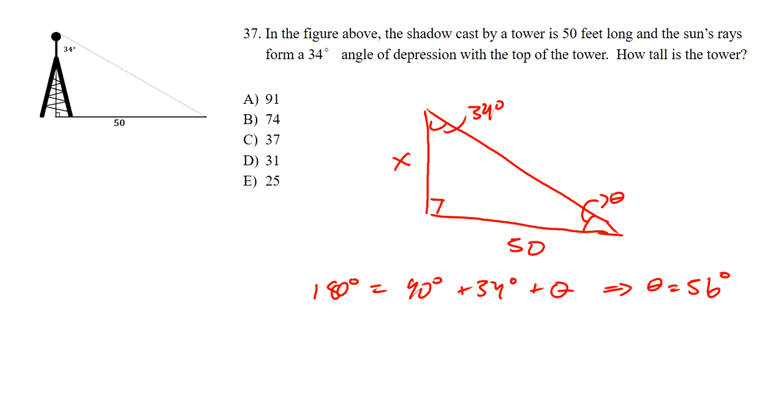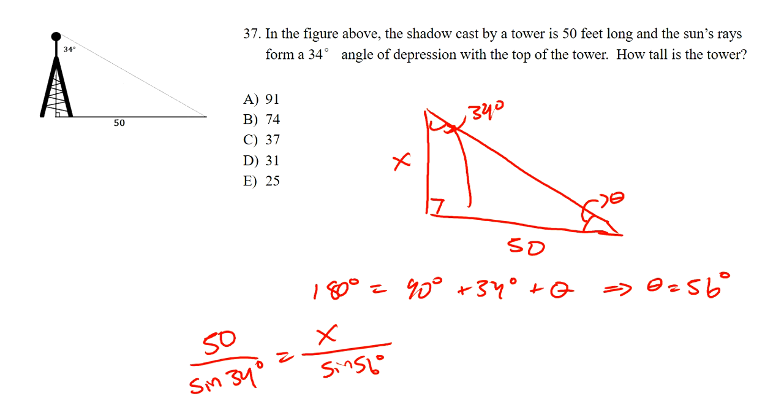Now using law of sines, we can say that 50, the length of this side, divided by sine of 34, the opposite angle, 34 degrees, is equal to x, the length of this side, divided by the sine of its opposite angle, which would be sine of theta, so sine of 56.